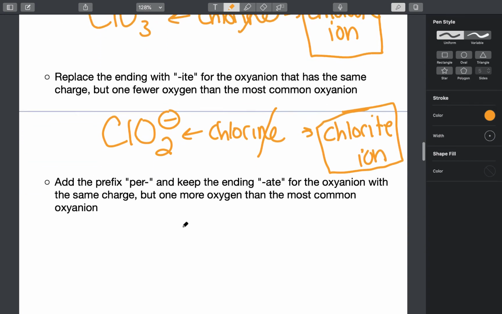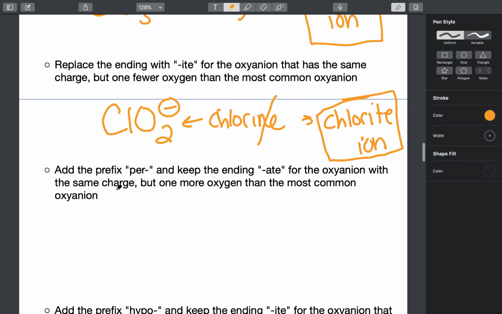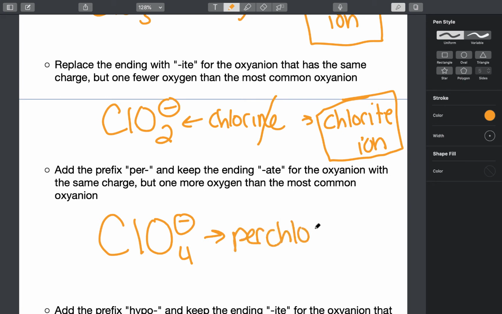So the next rule: add the prefix "per" and keep the ending "ate" for the oxyanion with the same charge but one more oxygen than the most common oxyanion. In this case, remember the most common one was ClO3 minus, so one more oxygen would be ClO4 minus. Therefore, this would be called a perchlorate ion.